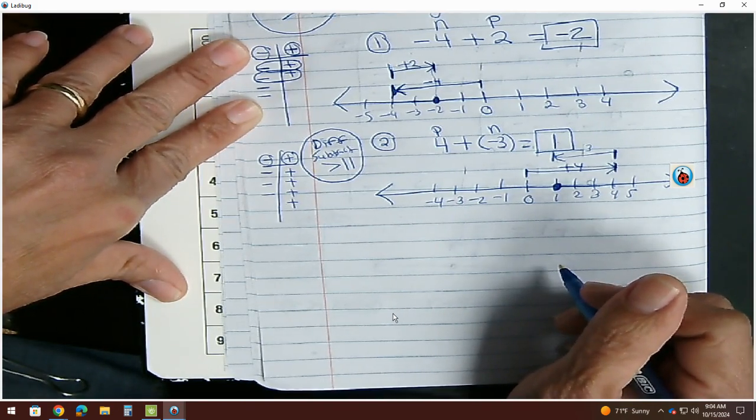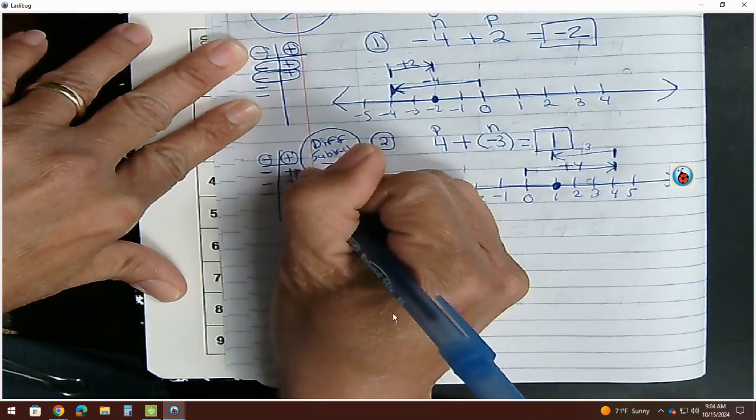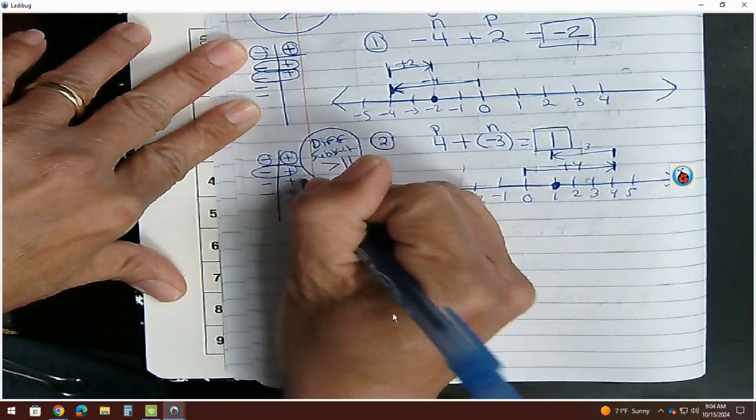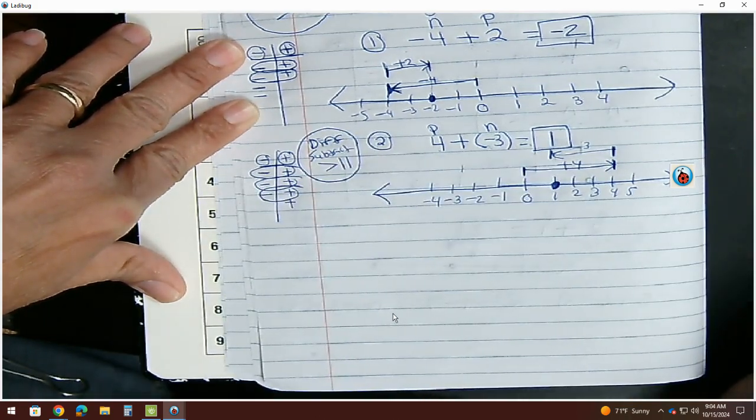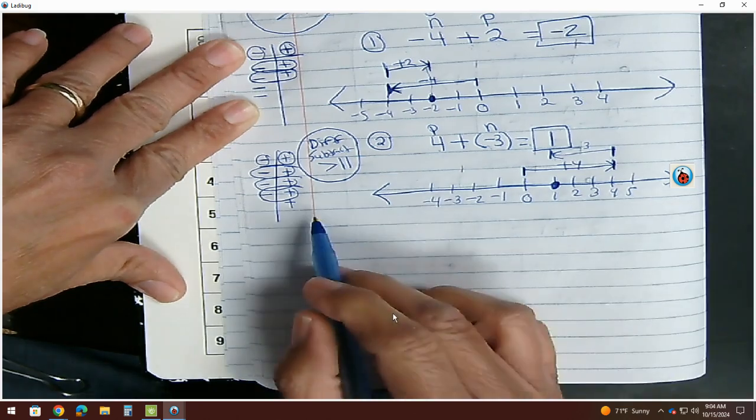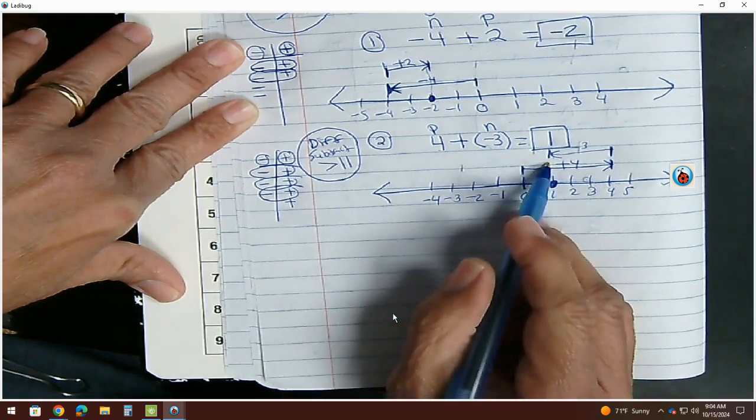Okay? So, do we have 0 pairs? Yes. How many? 3 0 pairs. Mira, aquí está. 1, 2, 3. What's left over? 1, that's what? That's why the answer is positive 1.